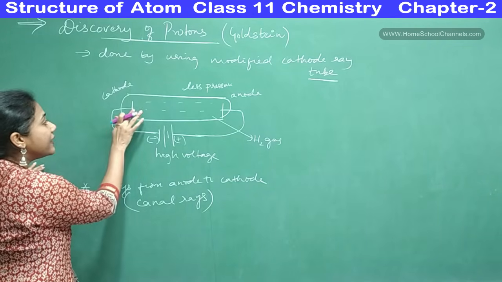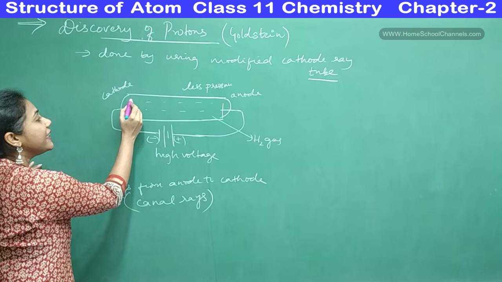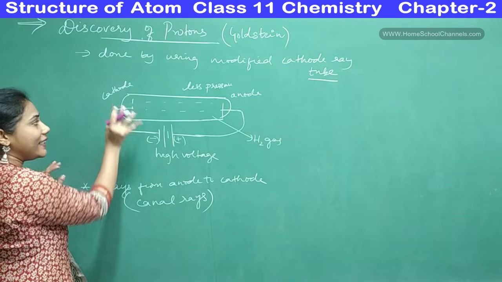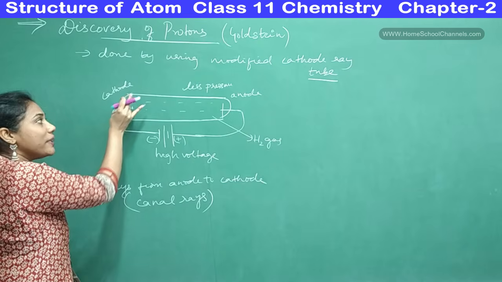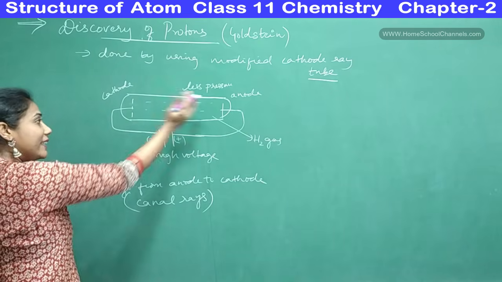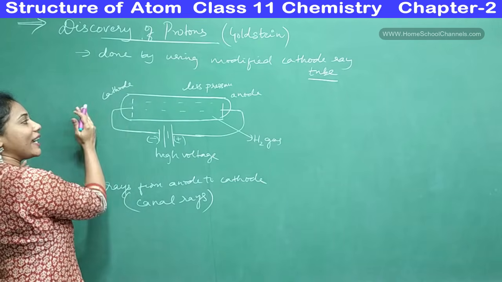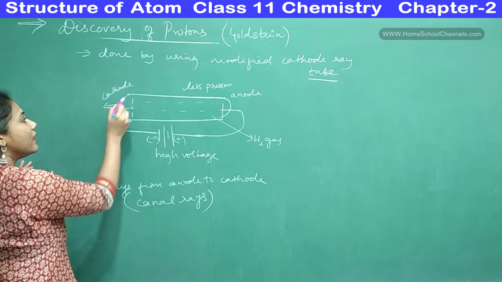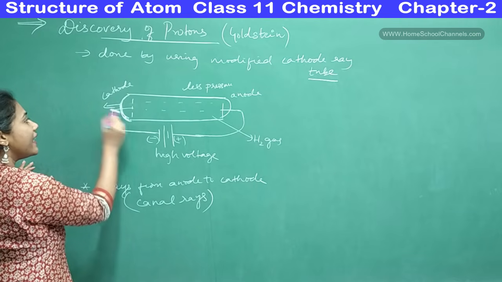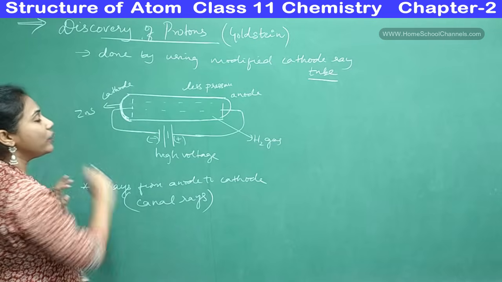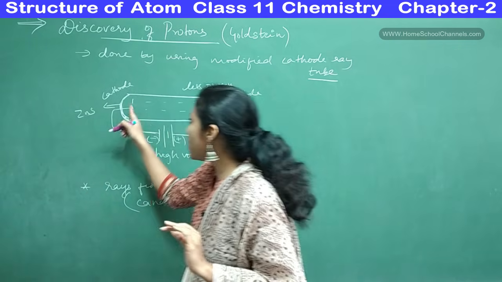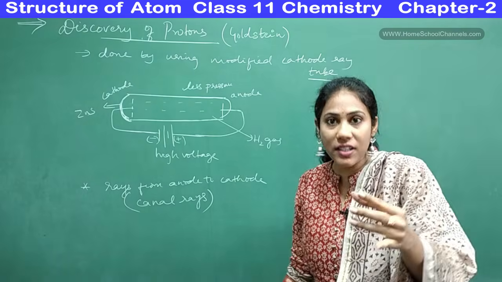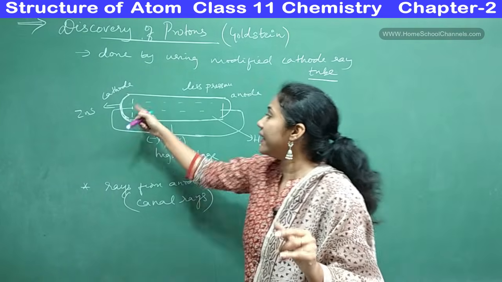It's because they used a perforated cathode here. That means there were so many holes in the cathode so that the rays could move through the cathode. And here there was a zinc sulfide screen, so they coated this end with zinc sulfide. A cathode with lots of holes is called a perforated cathode.